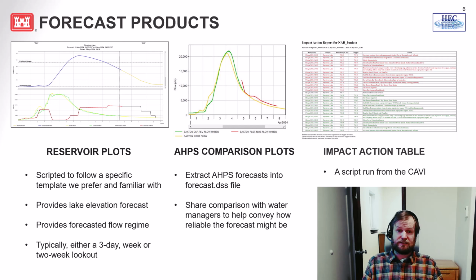Another product is the impact action table. This table is a script run from the CAVI, and it lists all actions at the project that are needed at a specific elevation. It's broken down into red actions on the rising side of the hydrograph, and green actions on the falling side. It also lists the max elevation at the project within the forecast window.